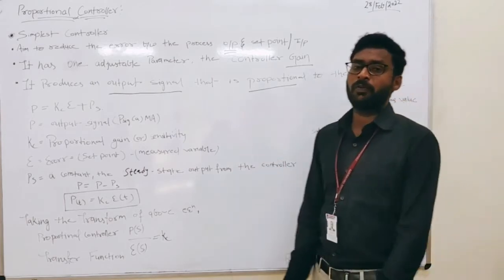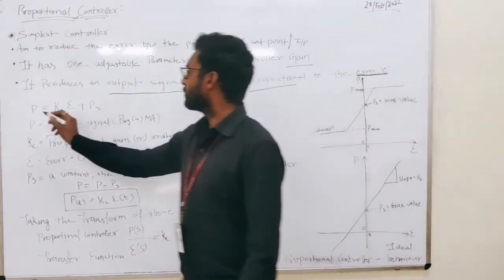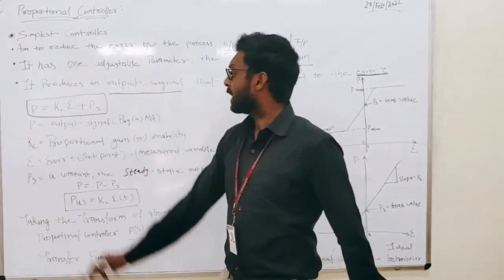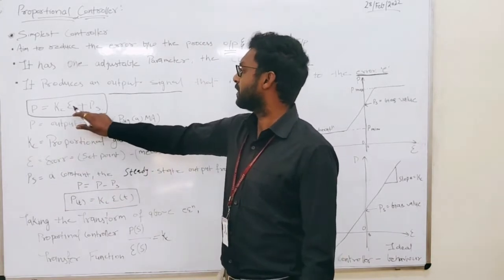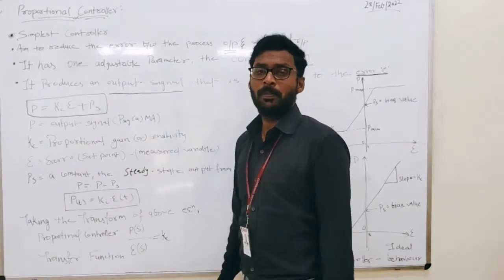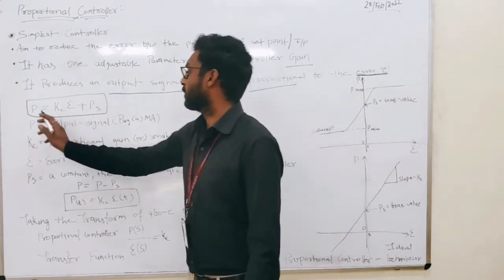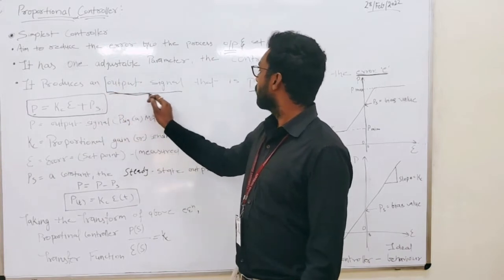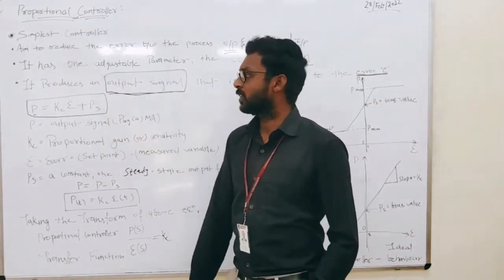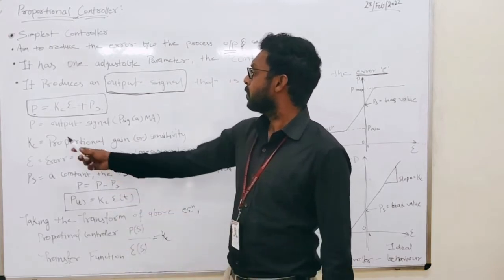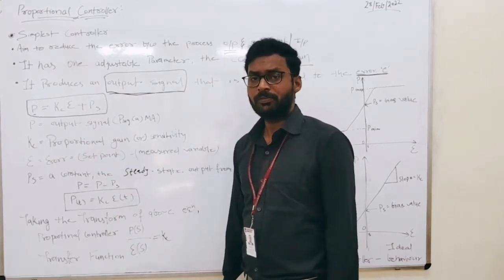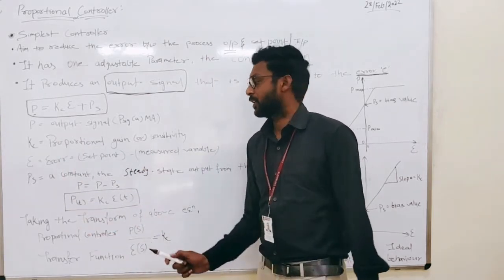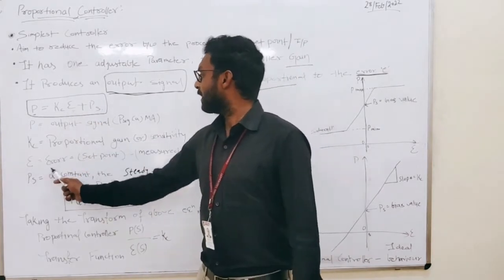For this process we can write the equation like this. This is the proportional controller equation: capital P equals Kc times E plus small p_s. What is P here? P is the output value. Of course, as I told you, we are checking the output signal, that is, the desired output we are going to get. So capital P is the output signal, Kc is the proportional gain or sensitivity, and E is the error value.